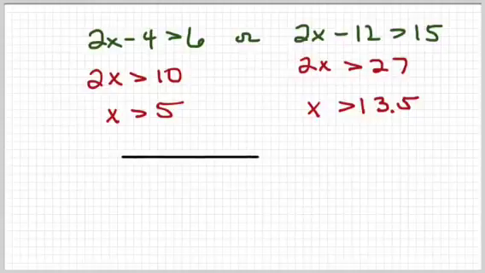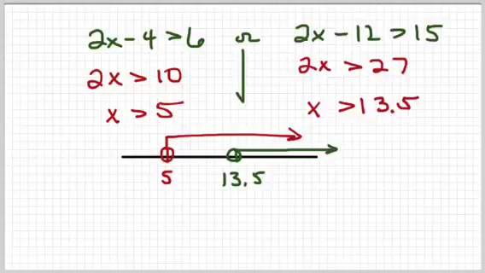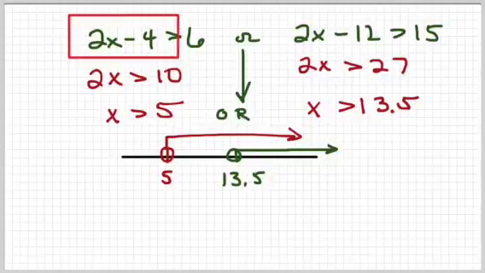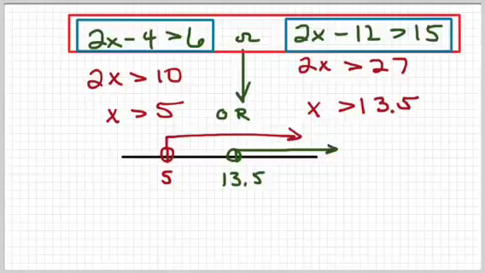And by interpreting it, I mean, if you first just graph the solution, it looks like this. Here's everybody greater than 5. Here's everybody greater than 13.5. But this is an OR statement. To be true, we have to treat this entire compound statement as one big entity. So this whole thing is true if either the left side is true, this side, or if this one is true, then the whole thing is considered true.